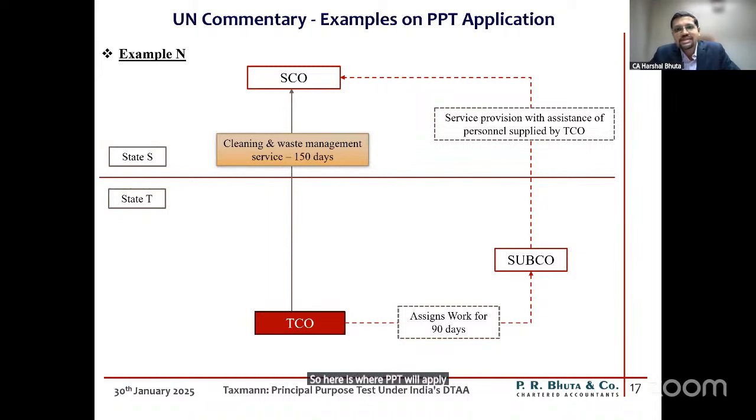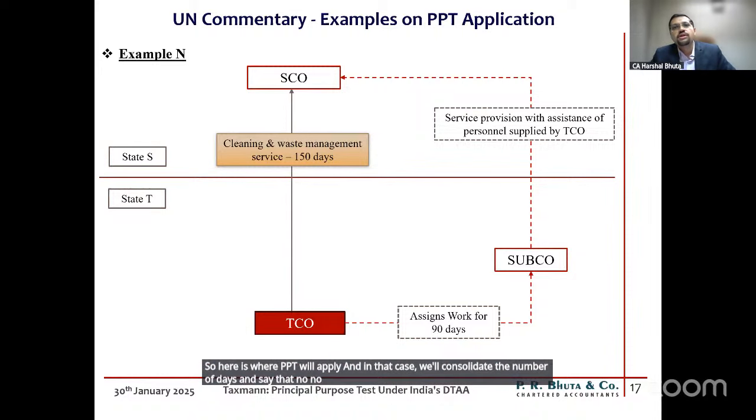And in that case, we'll consolidate the number of days and say that no, this is pure, this assignment is with the intention of taking the benefit of service fee exemption, which is not in accordance with the object and the purpose of the service fee exemption. And therefore, we will deny you this benefit.